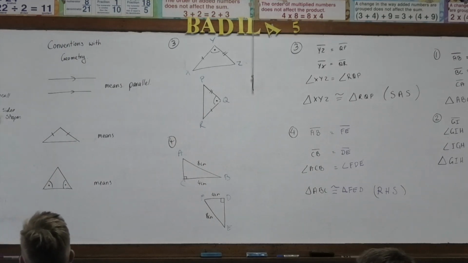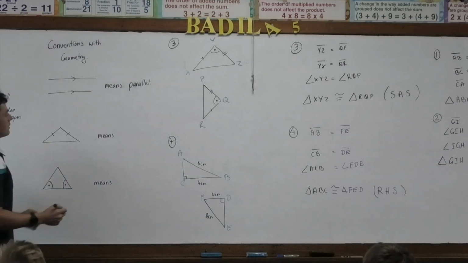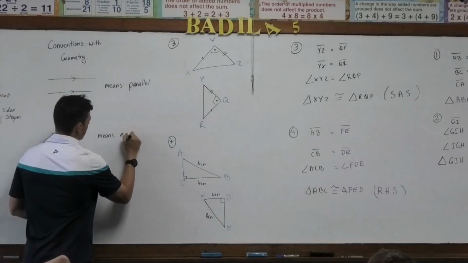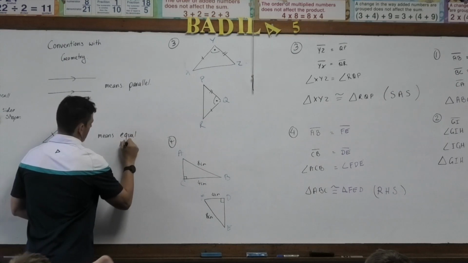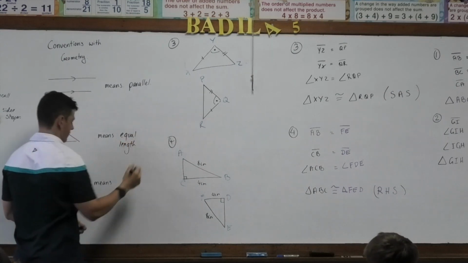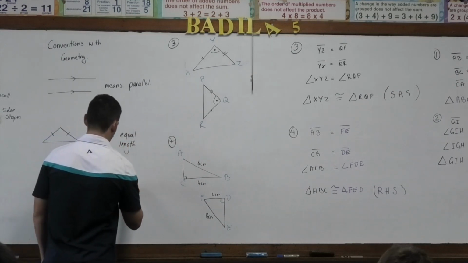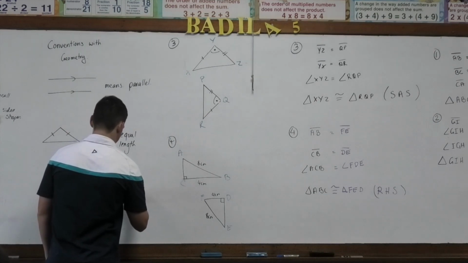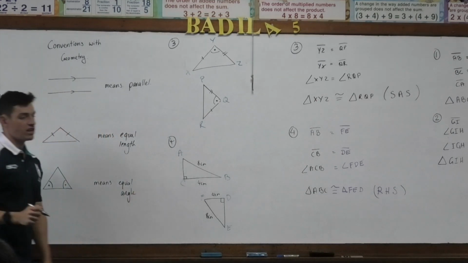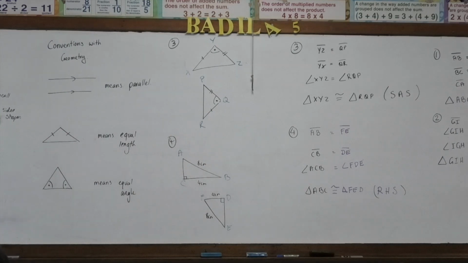The 2 lines means equal length. And the bottom one means equal angle, correct? Yep. We don't need to change anything about the way that we justify those congruent proofs. Happy with that? Let's move on to the Google Classroom to do our questions on the textbook.